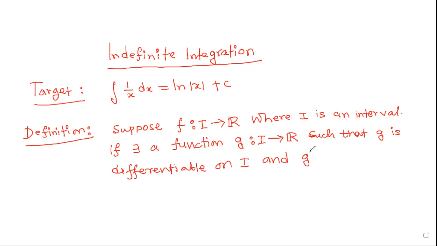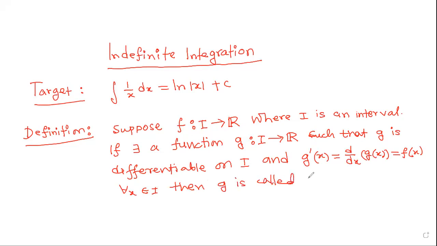derivative of g at x, which is d/dx of g(x), is the function f(x) for all x in I, then g is called an antiderivative of f.